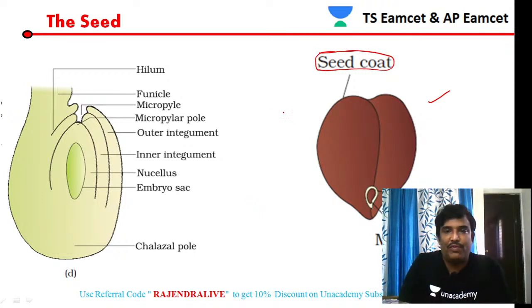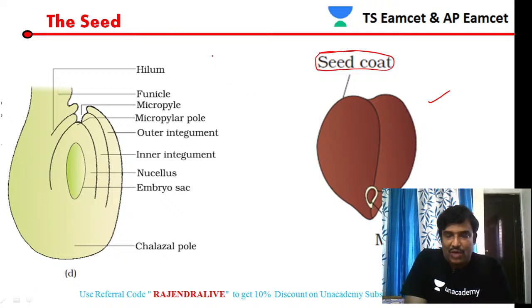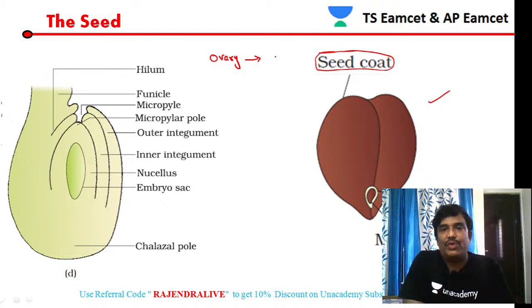సో సీడ్ ఈజ్ ఫార్మ్డ్ ఆఫ్టర్ ఫర్టిలైజేషన్. ఇఫ్ యూ సీ ఇన్ ఎ ఫ్లవర్ వీ హ్యావ్ ఆండ్రీషియం అండ్ గైనీషియం. ఇన్ ది గైనీషియం వీ హ్యావ్ ద స్టిగ్మా, స్టైల్ అండ్ ఓవరీ. సో వాట్ హ్యాపెన్స్ ఆఫ్టర్ ఫర్టిలైజేషన్, ఓవరీ ఈజ్ కన్వర్టెడ్ ఇంటూ ఫ్రూట్.